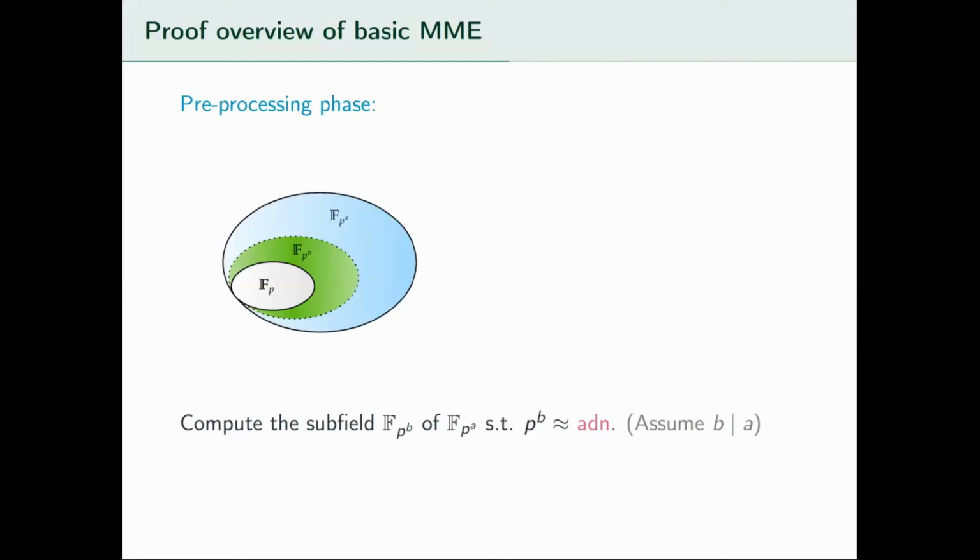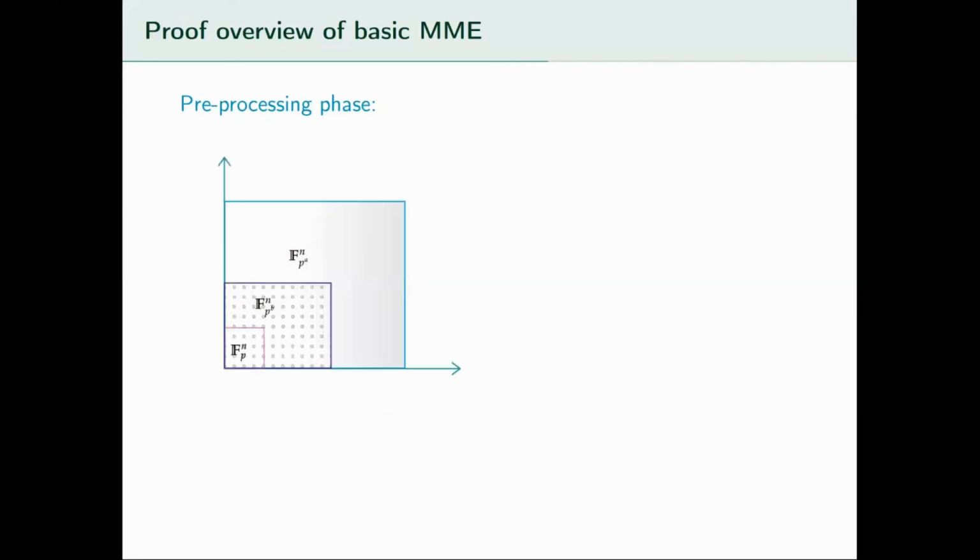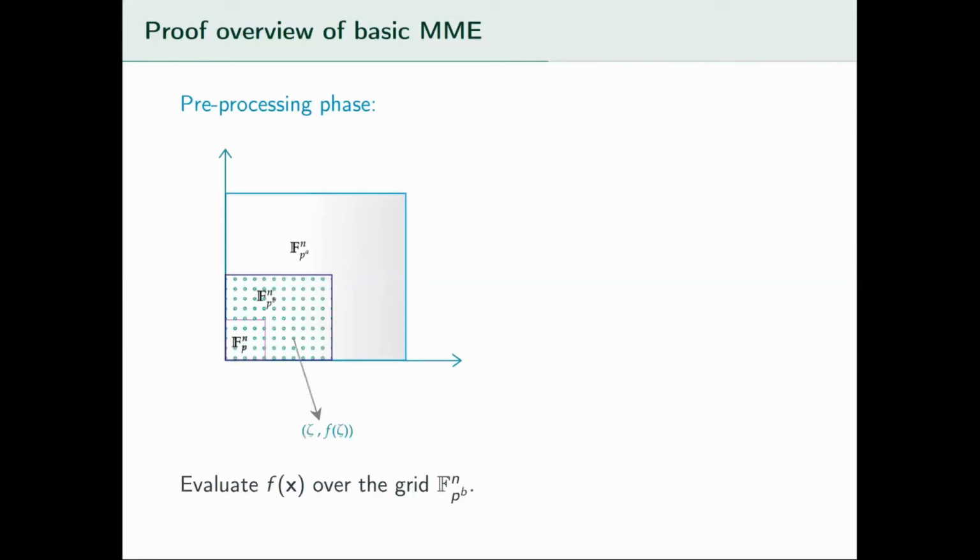We will see later. Okay, you compute this subfield and you compute all the points that are possible over this subfield F_p^b. Basically, you consider the grid (F_p^b)^n. So basically, you consider all points possible where I can evaluate my polynomial f, and I am evaluating f on this grid. That's my pre-processing step.